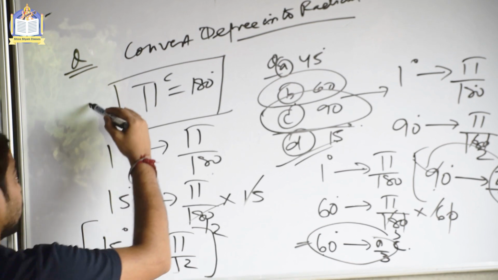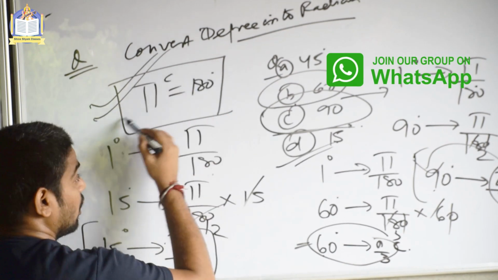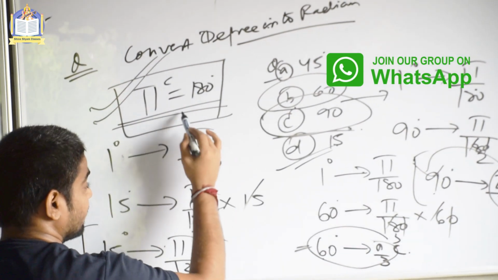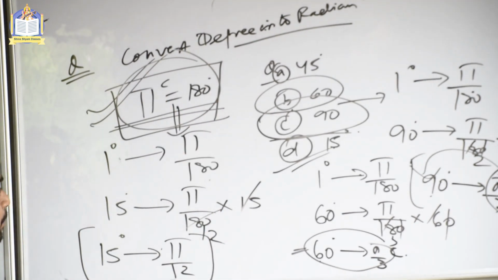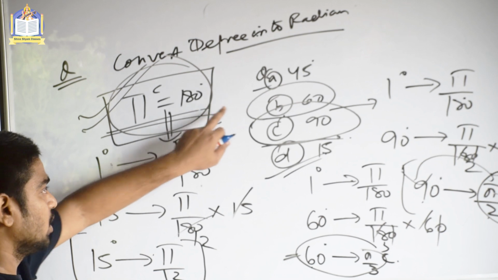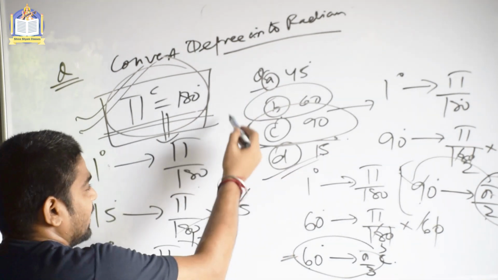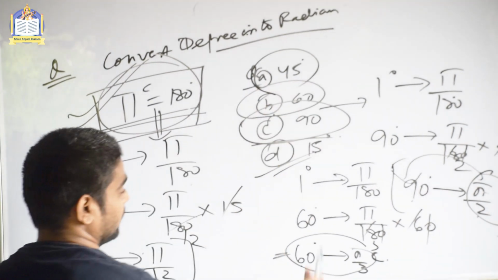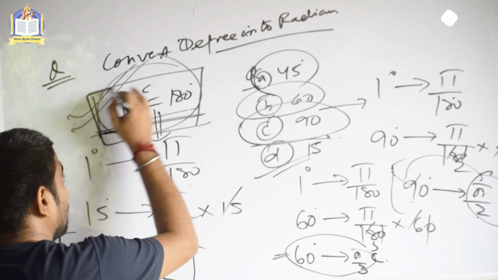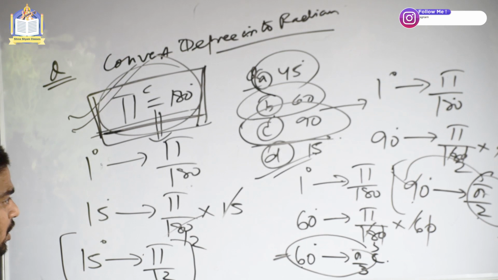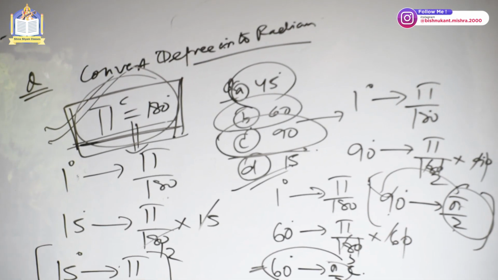This is a most powerful concept. Pi radian is 180 degree. This is a very fundamental concept, and it will be used in the whole chapter. So by the unitary method, we can convert degree into radian and radian into degree. Pi radian is nothing but 180 degree. So now let's go ahead.